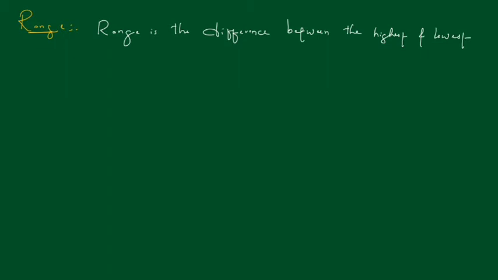Range is the difference between the highest and lowest values in the data. Difference between what? Highest and lowest value in the data.